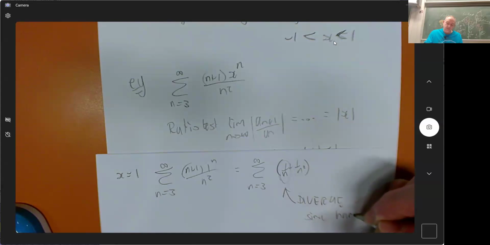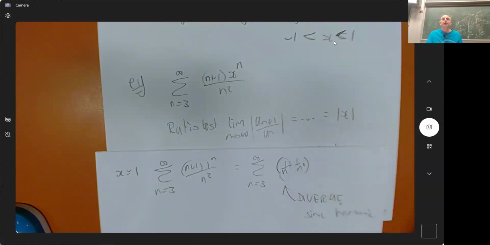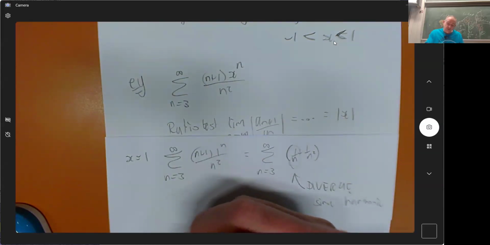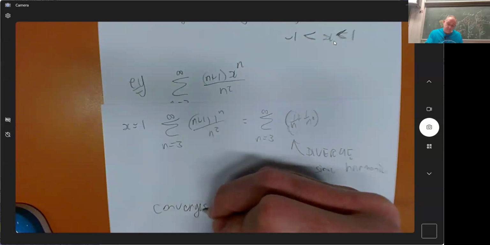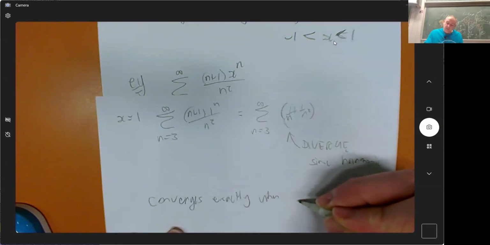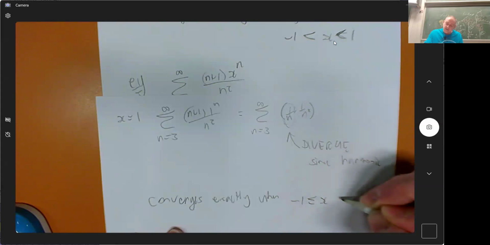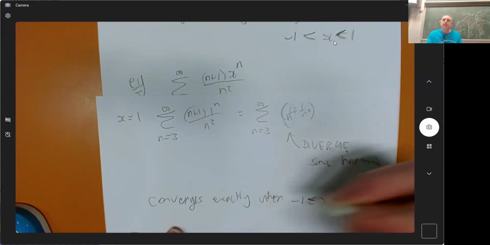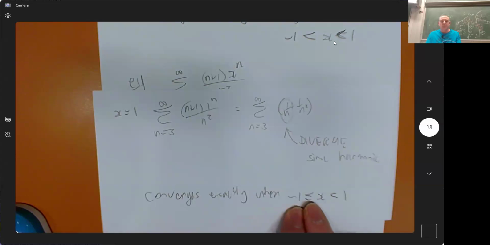It's harmonic. There you go. That's how it goes. So if a piece of it is the harmonic series, then it will diverge. And so actually it converges exactly when minus 1 is less than or equal to x. Because it converged when x was minus 1, but it didn't when x is 1.